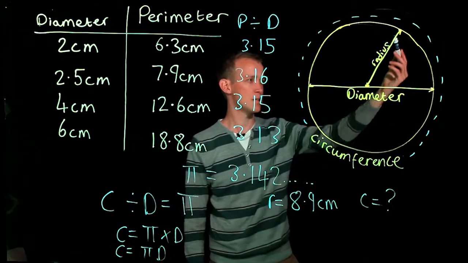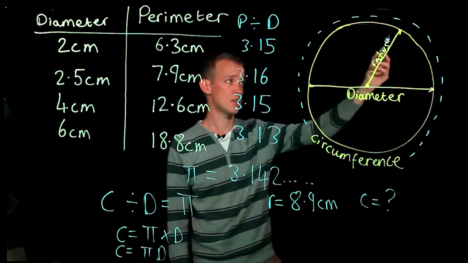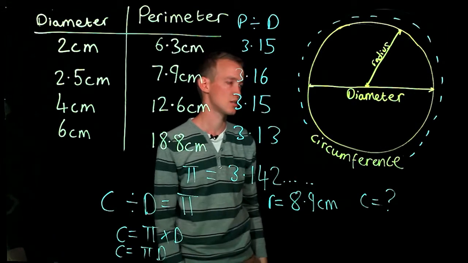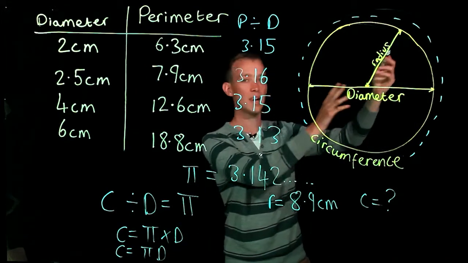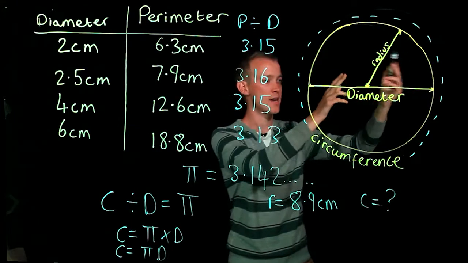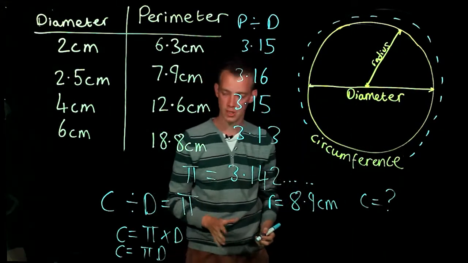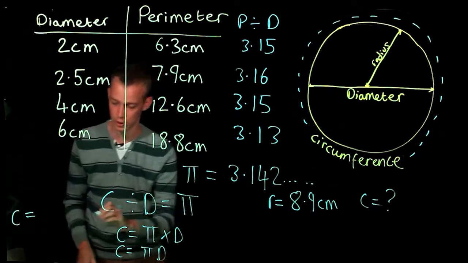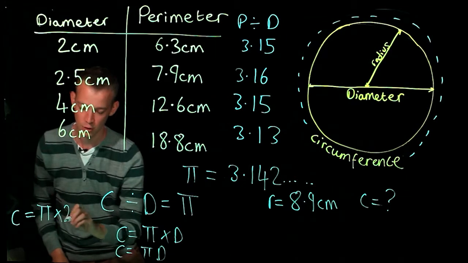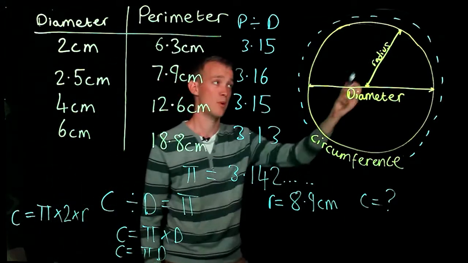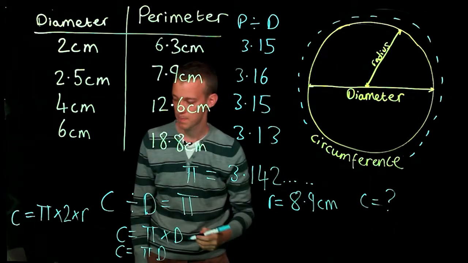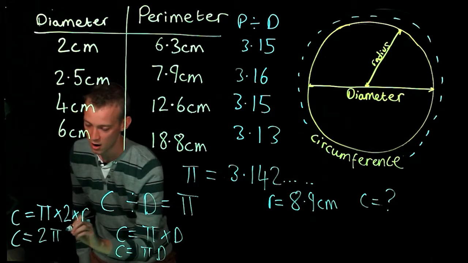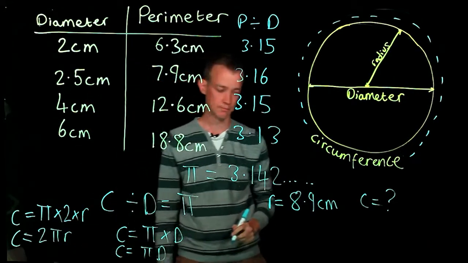Well, my radius goes from the centre to the outside of the circle, and the diameter goes through the centre and touches both of the outside parts of the circle, so my radius is half the length of the diameter. So if I double my radius, I'm going to get what the diameter is. So the circumference of my circle is also equal to pi times 2 lots of the radius. Now we write this as the circumference is equal to 2 pi r. I've just changed the order there of the multiplication.